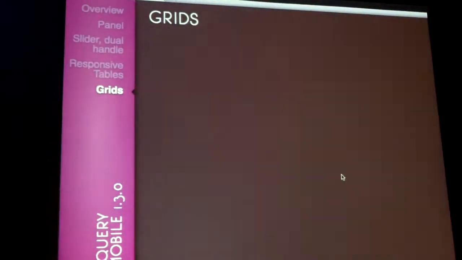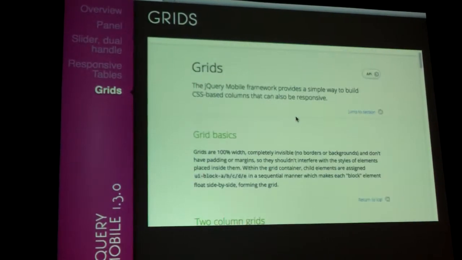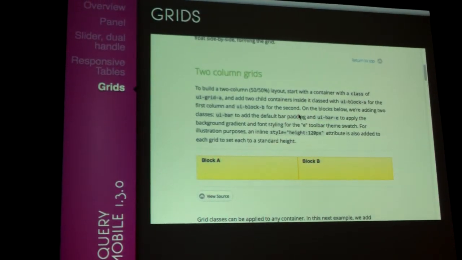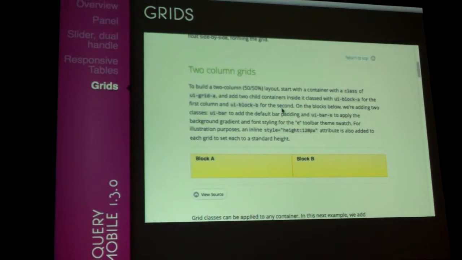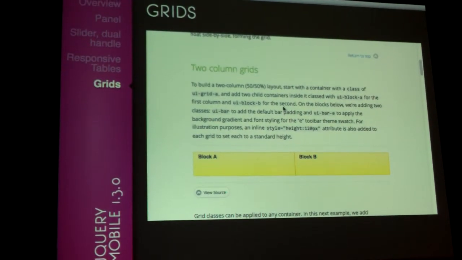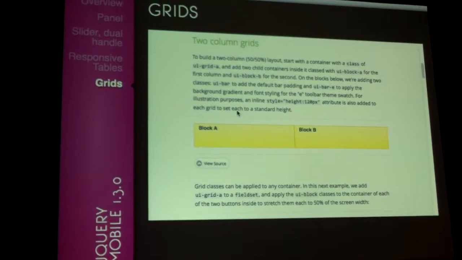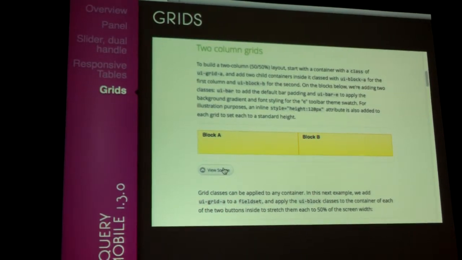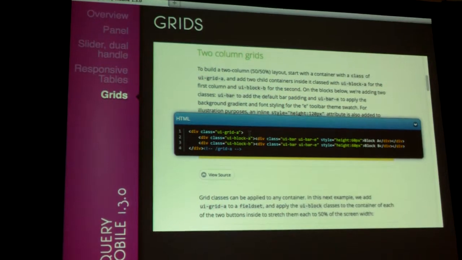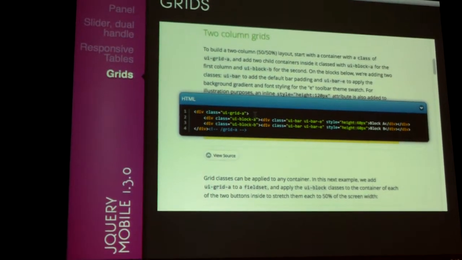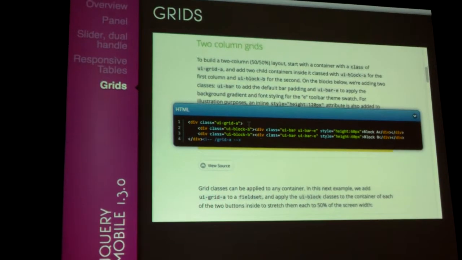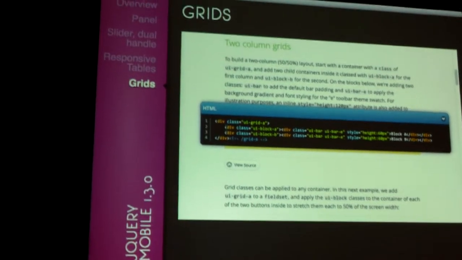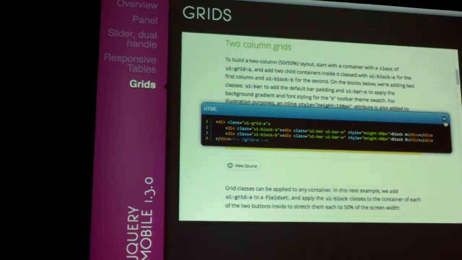Then there's grids. This is a CSS-based column approach. There's a few different classes that are available. UI-grid has a few different letter options to specify how many columns there are. Here we have two div blocks that are side by side. If we view source, there's a div that wraps those divs that has a class of UI-grid-a, and within that there are two divs for each column, and they have ui-block-a and ui-block-b.